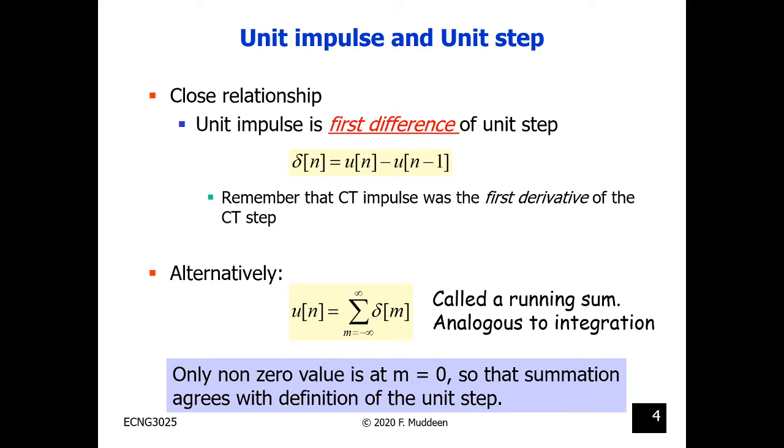Alternatively, if we do a summation of unit impulses, we can also get the unit step. The property of the unit step is such that for n less than 0, everything is 0, and for n equals 0 and n more than 0, it's going to be 1. So for this summation series to satisfy the unit step condition, m here must start at 0 and go towards infinity in order to get our unit step.